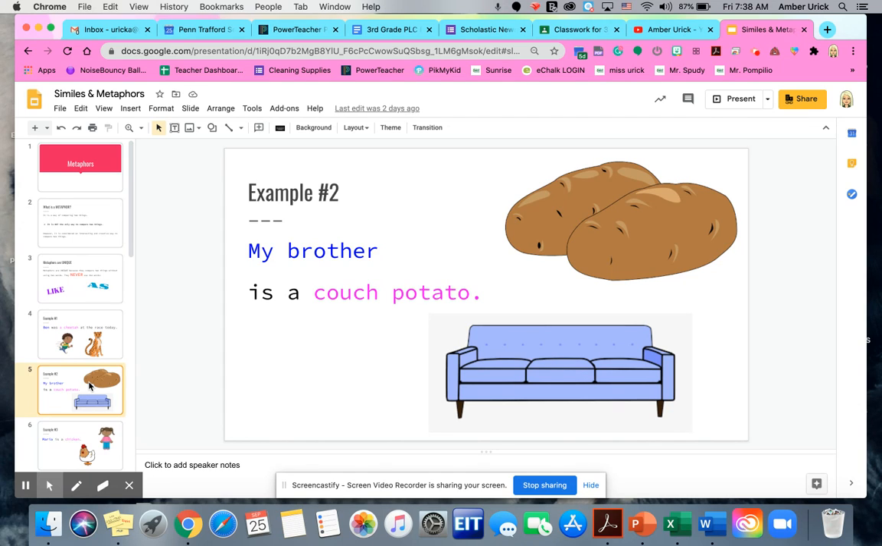And what do you think they mean by that? That he lays around all day long watching TV or taking a snooze, right? Maybe reading a book, just kind of didn't do anything else. Not that he's really a potato, right? But again, do you see the word like or as? Big no when you're making a metaphor.